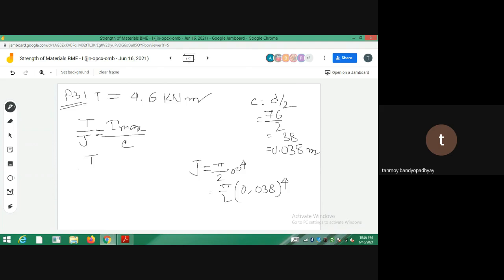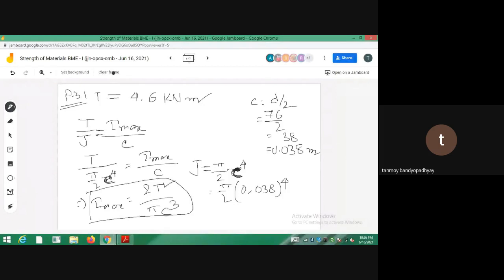So this is actually T by, let's write it like pi by 2 r to the power 4. Pi by 2, এটা r না করে C করো, ঠিক আছে? C is the radius. So pi by 2 C to the power 4, that is equal to tau max divided by C. So what is the expression for tau max? Tau max is equal to 2T divided by pi C cube. So every value is known to you, so just put the values. T is given to you, C you know. So tau max will come out to be, I haven't done the calculation actually. So try it, and check whether it's matching with the answers that you get.